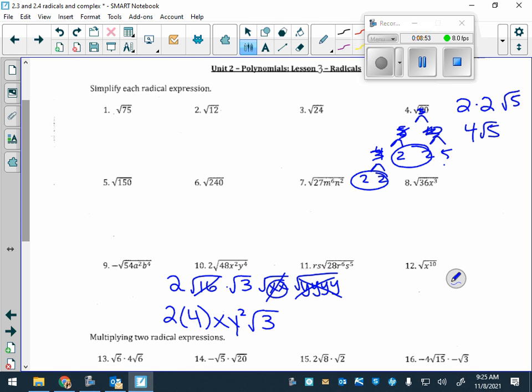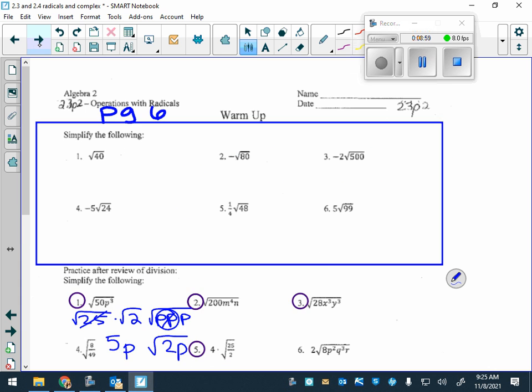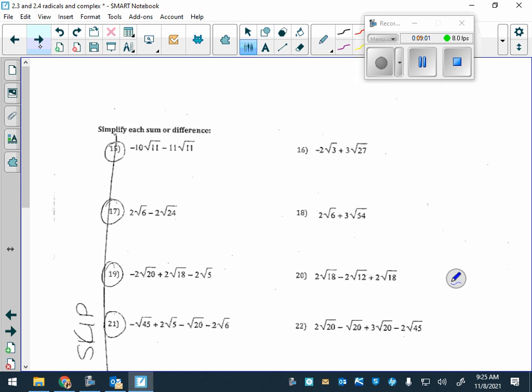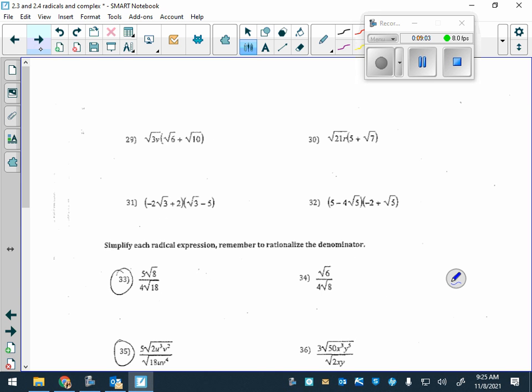Okay. I want you guys to look at, and we're going to be jumping around a little bit today. On page 9, I want you to try 29. Okay? Try 29 on page 9. So it's square root of 3v times root 6 plus root 10. We just did something similar to this.